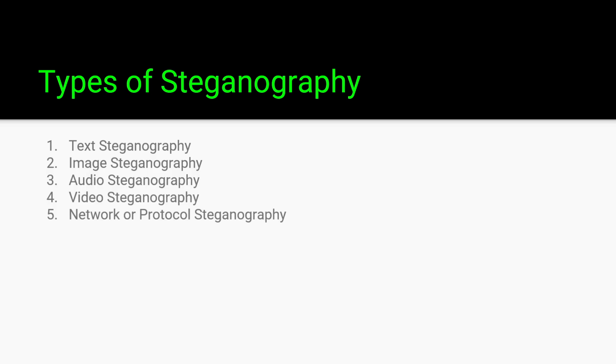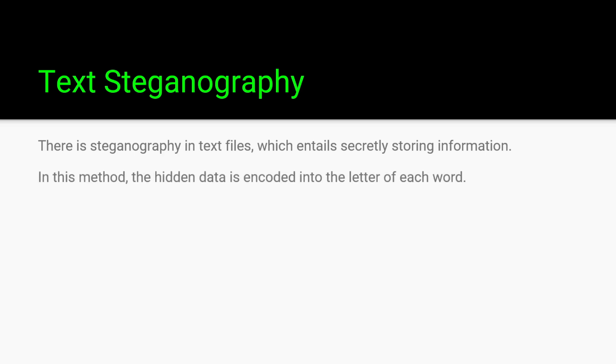Now there are types of steganography. We will talk about text steganography, image steganography, audio steganography, video steganography, and network or protocol steganography. Now let's start one by one of them briefly. So the text steganography: there is a steganography in a text file which entails secretly storing information. In this method, the hidden data is encoded into the letters of each word.